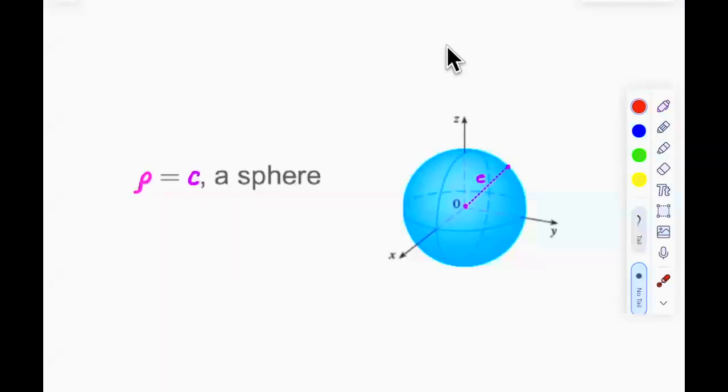The spherical coordinate system is especially useful in problems where there is symmetry about a point and the origin is placed at this point. For example, the sphere with center at the origin and radius c has this simple equation rho equal to c. And this is the reason for the name spherical coordinates.